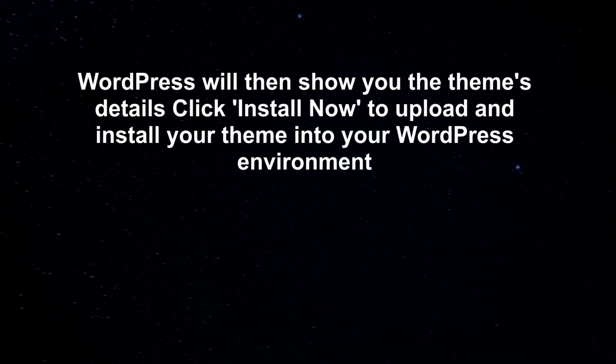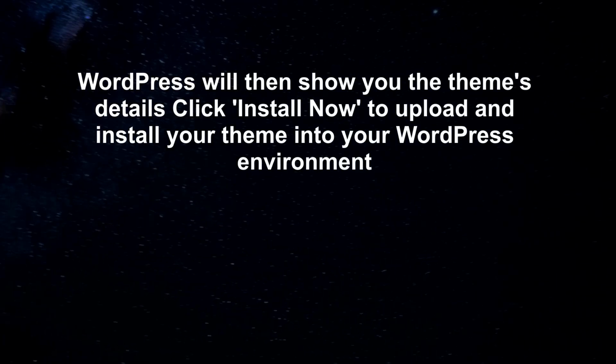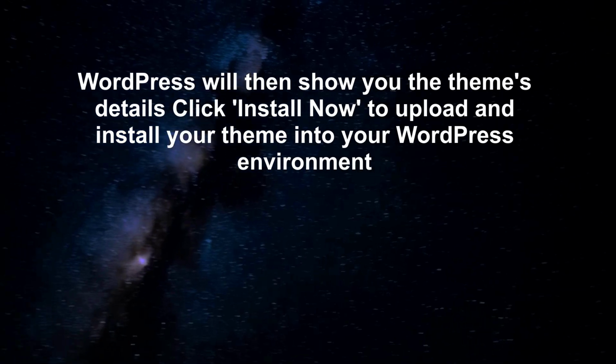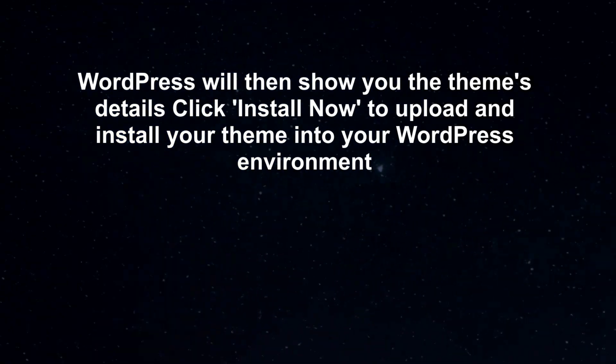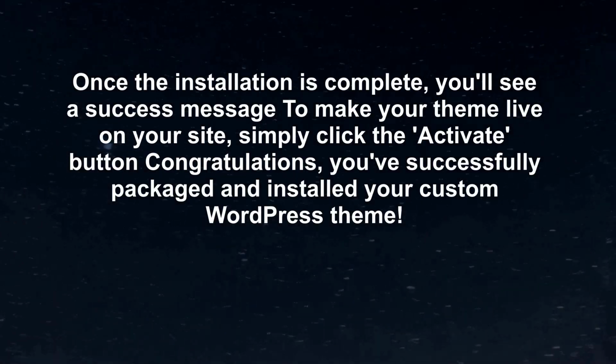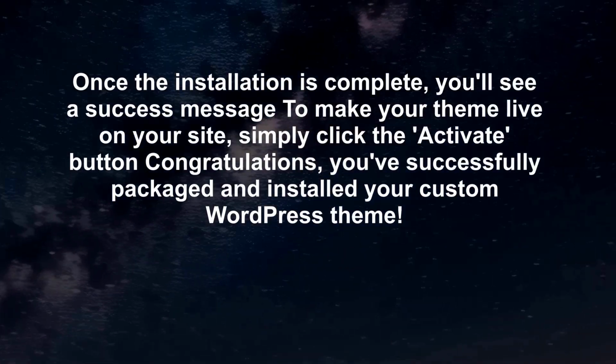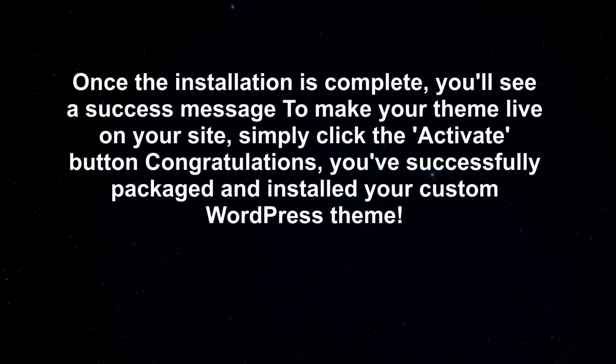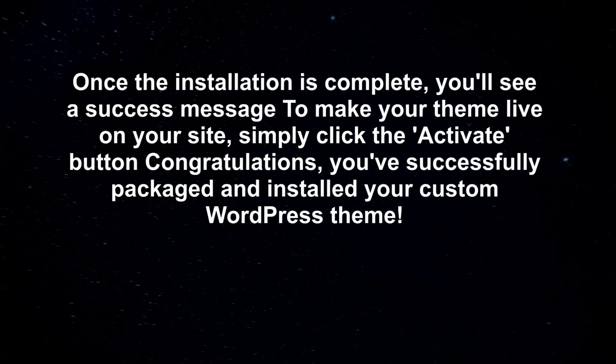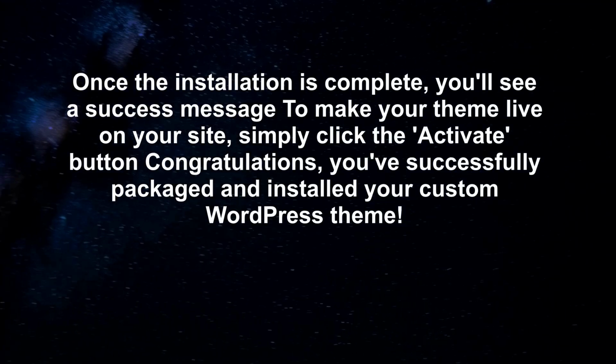WordPress will then show you the theme's details. Click Install Now to upload and install your theme into your WordPress environment. Once the installation is complete, you'll see a success message. To make your theme live on your site, simply click the Activate button. Congratulations! You've successfully packaged and installed your custom WordPress theme.